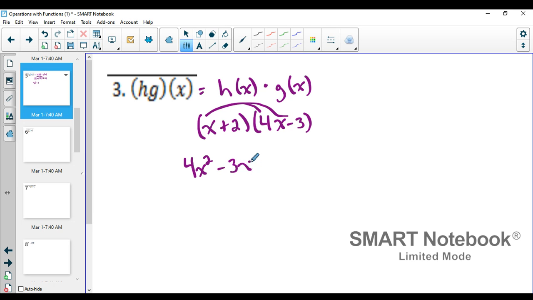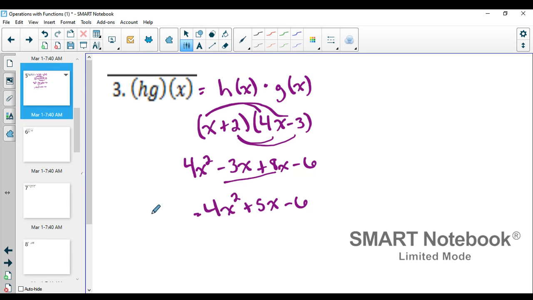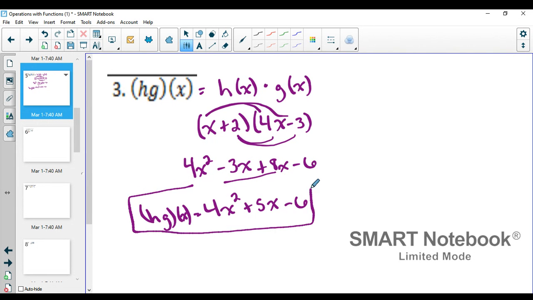x times negative 3, which is negative 3x. Sorry, that was my elbow. 2 times 4x, so plus 8x. And then 2 times negative 6 is negative 6. So then combine like terms here. So we have 4x squared plus 5x minus 6. So that is h of g of x. And that is our final answer.